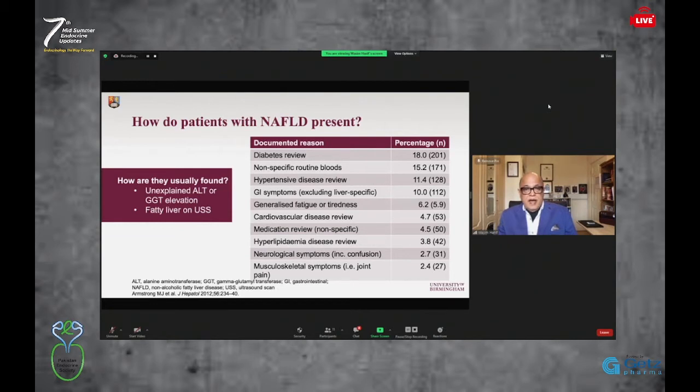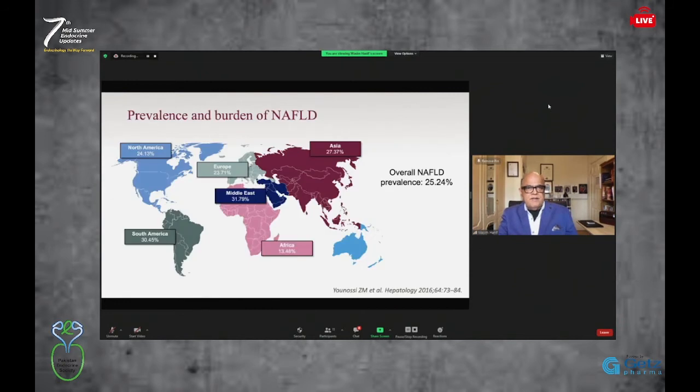And then you have other less common presentations. There are very few centers globally which do routine screening or case finding for patients with NAFLD.